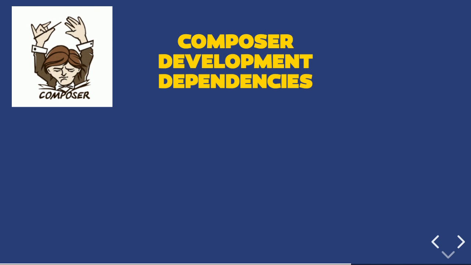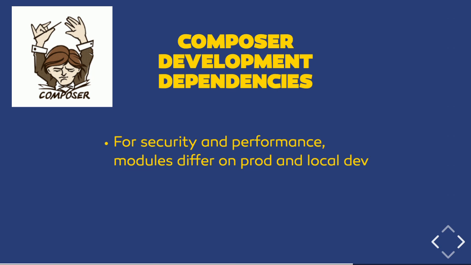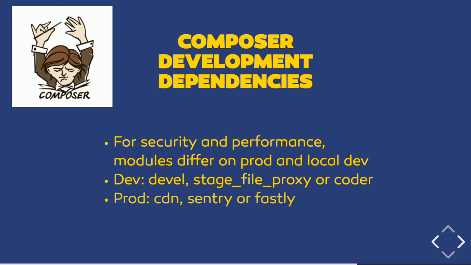And of course, there is the Composer development process, which is actually related to the config split, as we just saw. Why are we doing this? For security reasons and performance, the modules on production and your local environment may have to differ. Not all of them, but certain critical ones. For example, in development, stage file proxy or coder, and in production, we can also think of CDN, Sentry or Fastly.